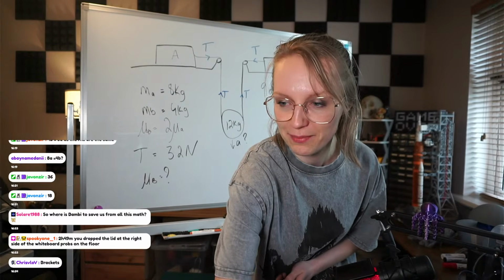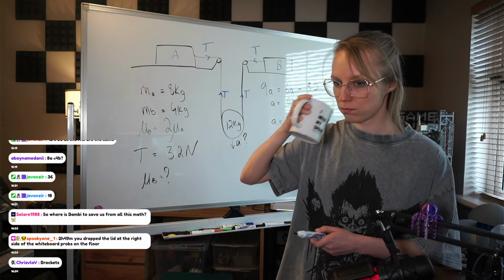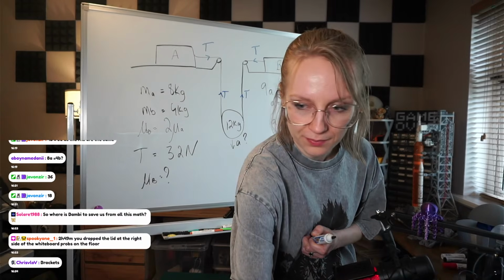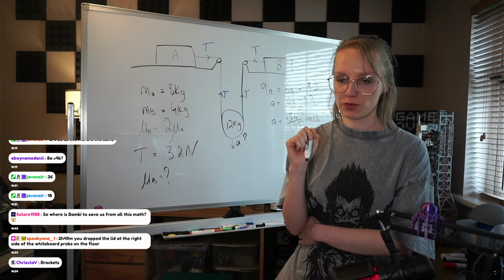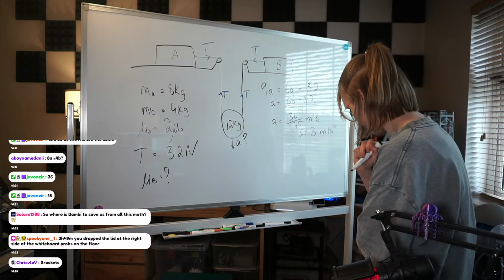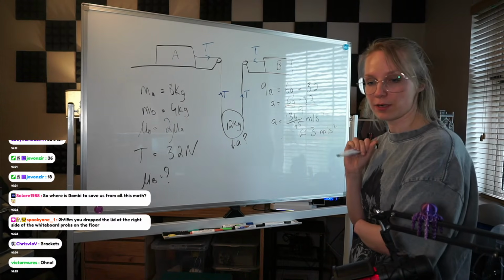So where is Bambi to save us all from this math? Hi, Solaire, welcome in. You drop the lid at the right side of the whiteboard, props on the floor. Really? Is that where I was looking for?